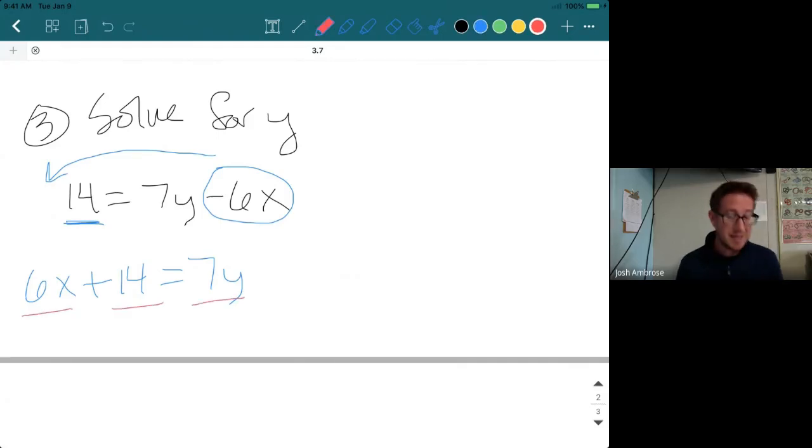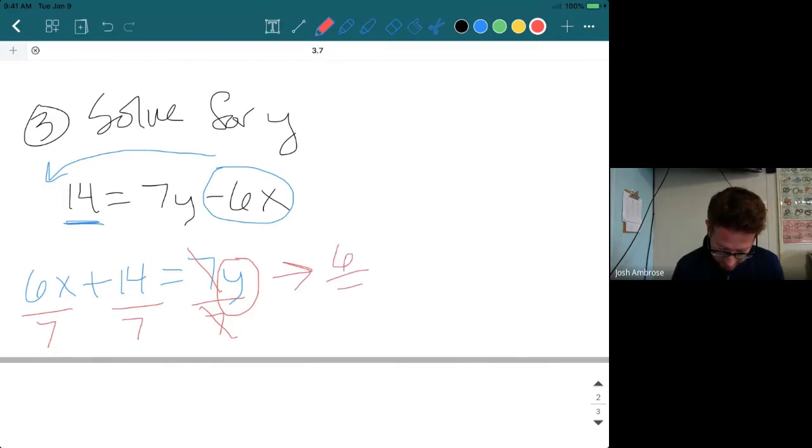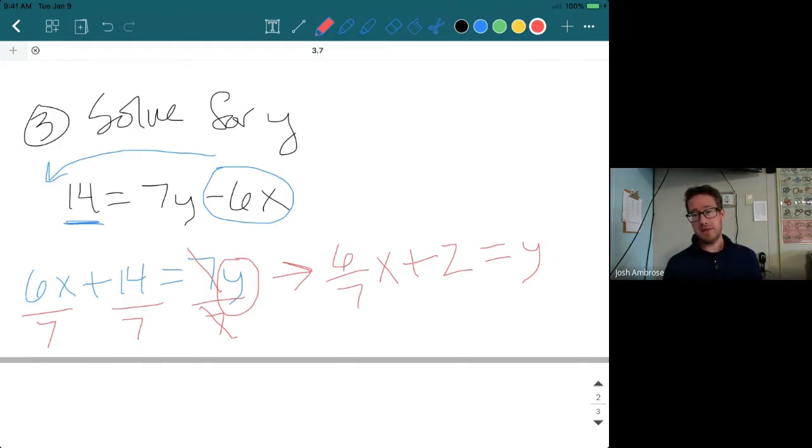All right, now we need to get rid of that 7. So everything in the expression must be divided by 7 so that we can cross out that 7 right there and isolate the y value. Okay, that's the main purpose for what we're doing here. All right, now let's go ahead and rewrite. What do we got? We have 6/7 x plus, now 14 over 7. That can actually be reduced to just 2 equals y.